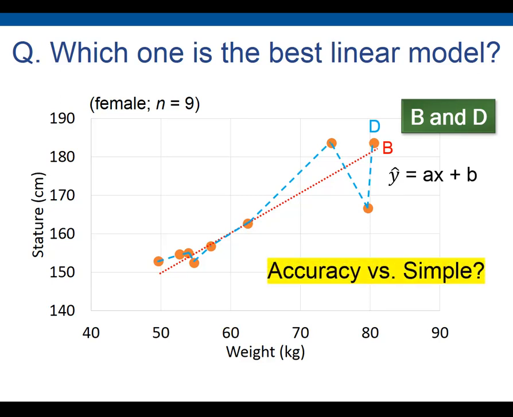Sometimes we have to choose the right model to represent the data. If you want to build a very accurate model, then we have to choose D. If we want the simplest model, then we have to choose B. That's it.